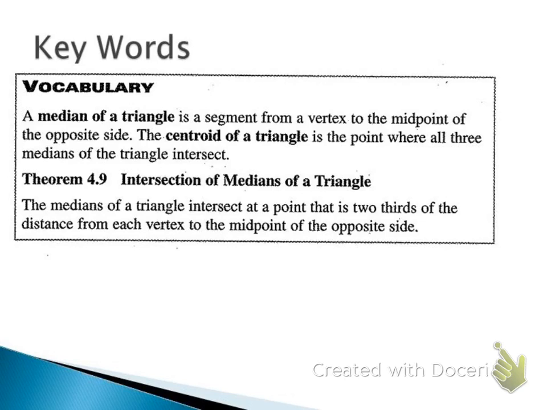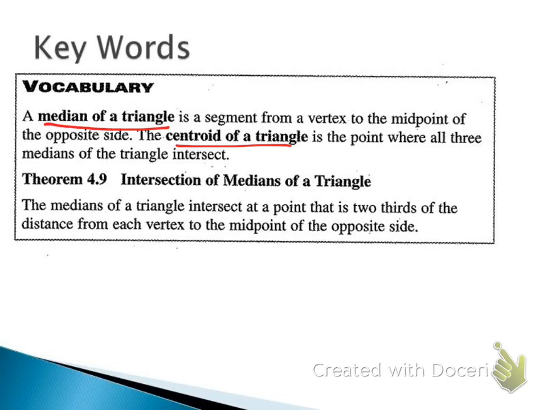First vocab word is a median of a triangle. It is a segment from a vertex to the midpoint of the opposite side. We also need to know that the centroid of a triangle is the point where all three medians of the triangle intersect. We will see examples of both of those objects in just a minute.